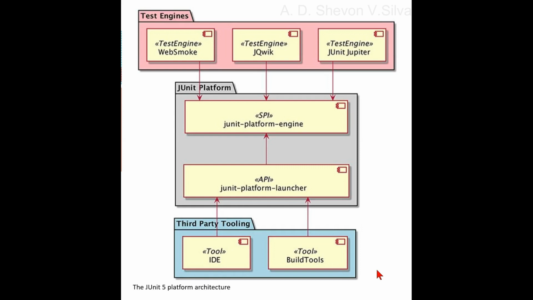The main goal was to provide a different API for different groups of users, namely an engine service provider interface (SPI), the JUnit Platform Engine, for integrators of existing test engines and authors of new test engines, or a launcher API, the JUnit Platform Launcher, for IDEs and build tools to provide a stable and transparent means of integrating all test engines.